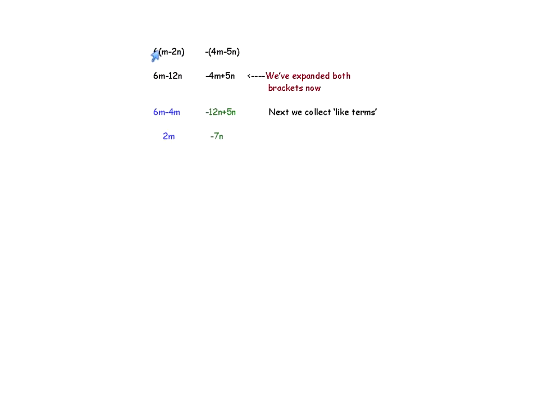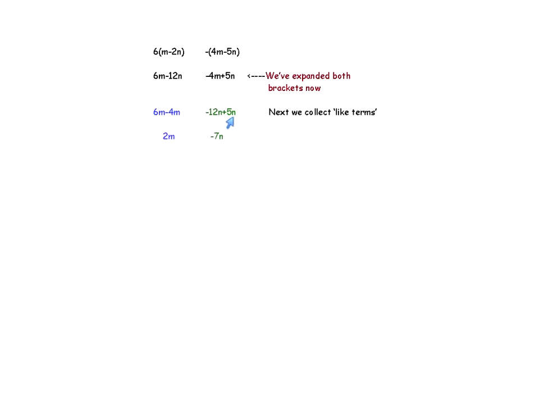Now we'll simplify this. 6 times m gives us 6m. 6 times -2n gives us -12n. So now this part is 6m minus 12n. This part is -4m plus 5n. We've now expanded both the brackets, and now what we need to do at this point is to collect like terms. So we collect the m's together, and I put them in blue, 6m minus 4m.